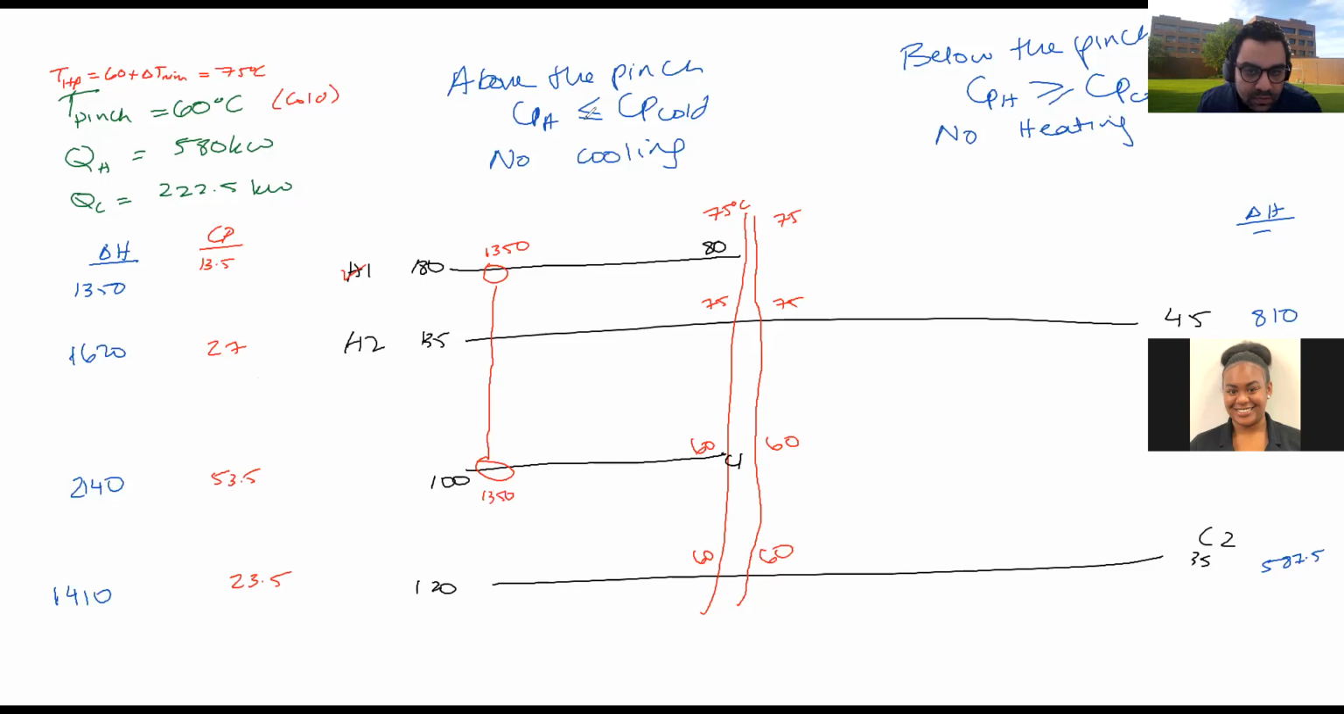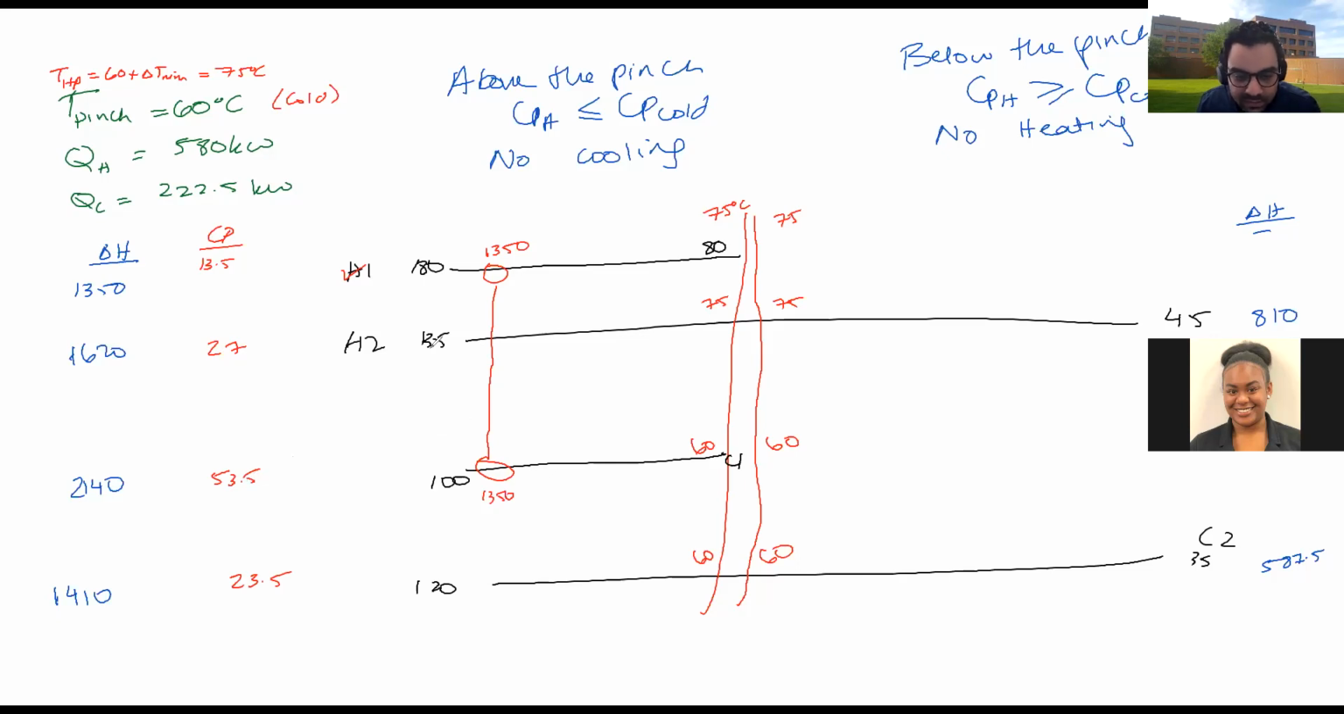H2, CP hot. The rule is CP hot has to be less than CP cold. So let's look at the first cool stream, 27, 53.5. Does this rule stand? Yes. 27 is less than 53.5.